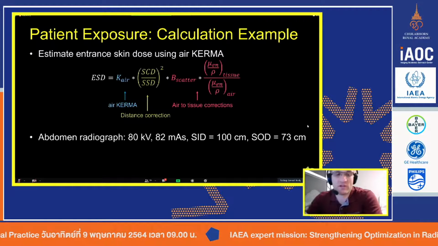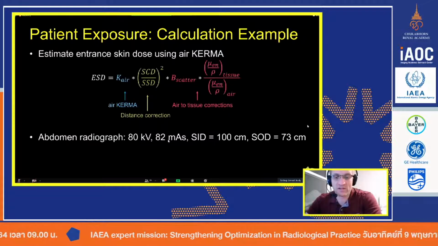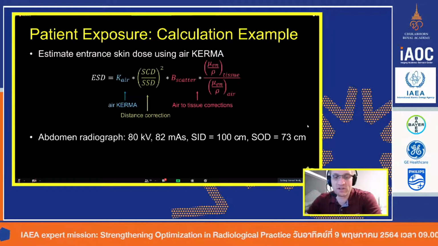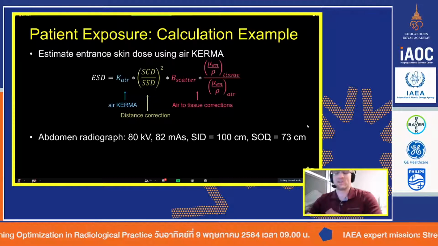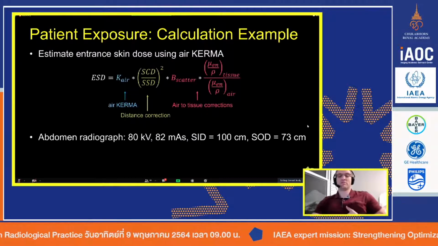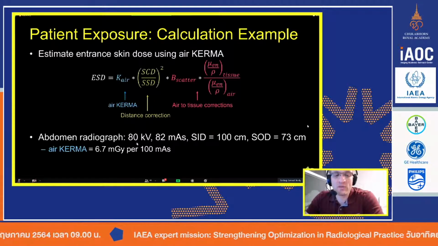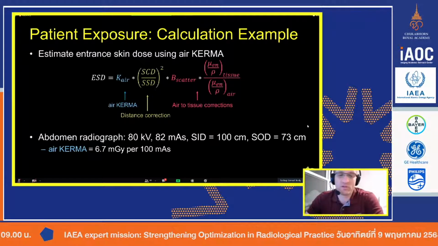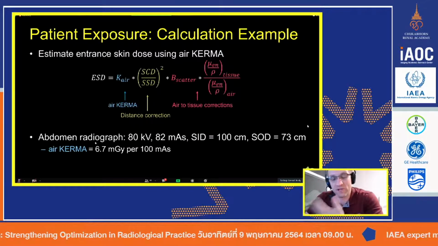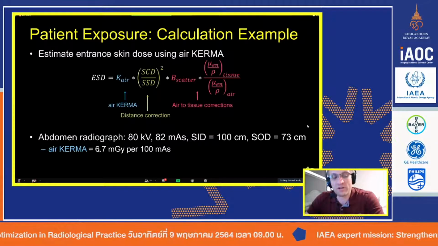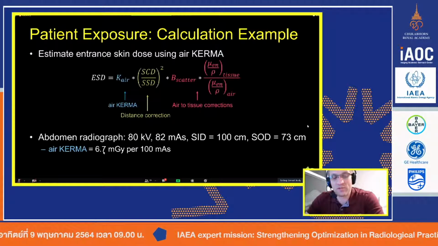We're going to use an abdomen radiograph that was acquired at 80 kV, 82 mAs. It had a source to image distance of 100 centimeters, so imaged on tabletop, and a source to object distance, in other words, source to the top of the patient, his or her entrance plane, of 73 centimeters. We have gone in, as a physicist or technologist or whoever in your hospital, during our annual measurements or annual QC testing, and I've made a measurement of air kerma using 100 mAs at 6.7 milligray.